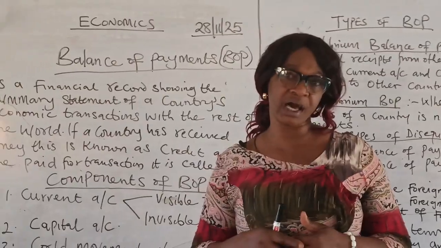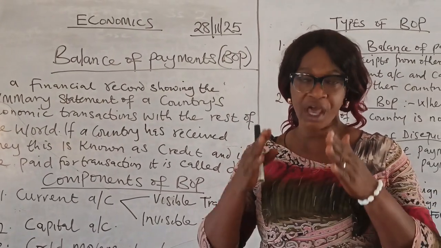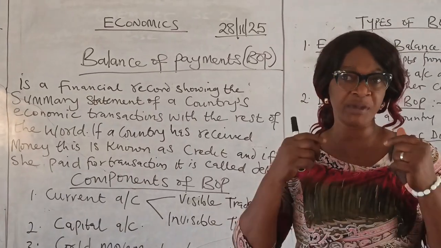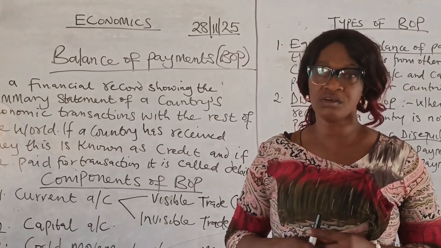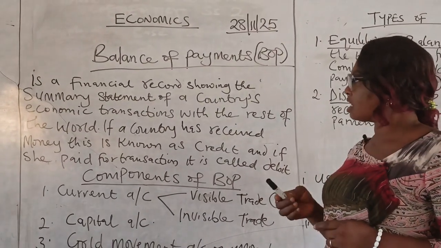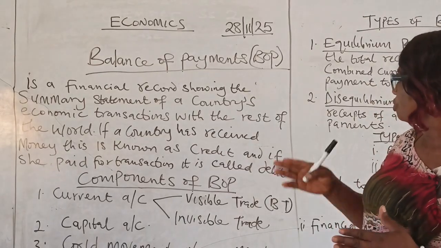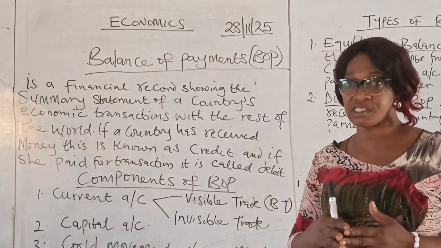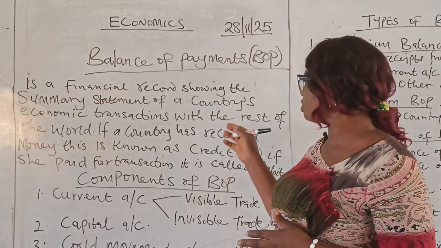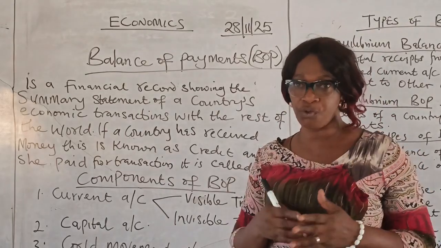So I want you to pay attention, because at the end of this lesson, you'll be able to know all the objectives of this lesson that I mentioned earlier. So first and foremost, what is balance of payments? Balance of payments is a financial record showing the summary statements of a country's economic transactions with the rest of the world.